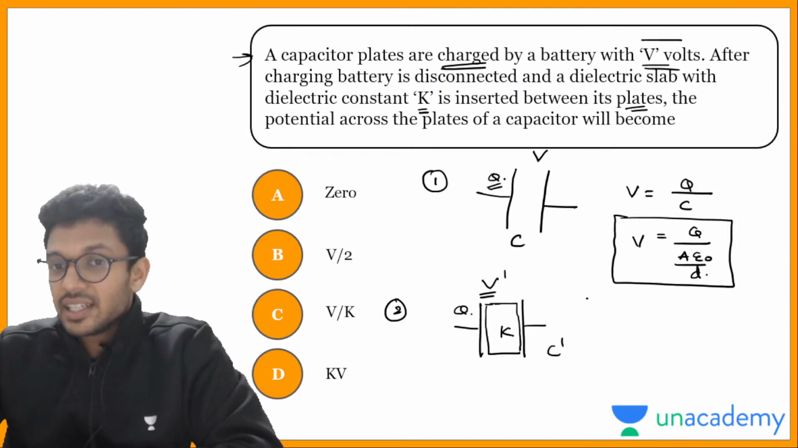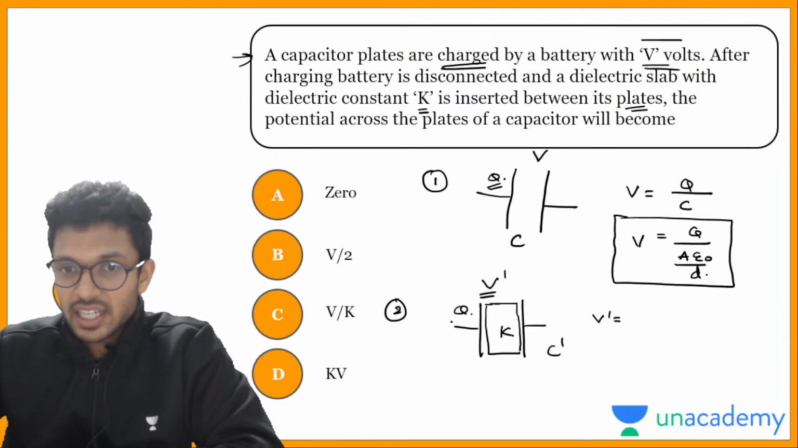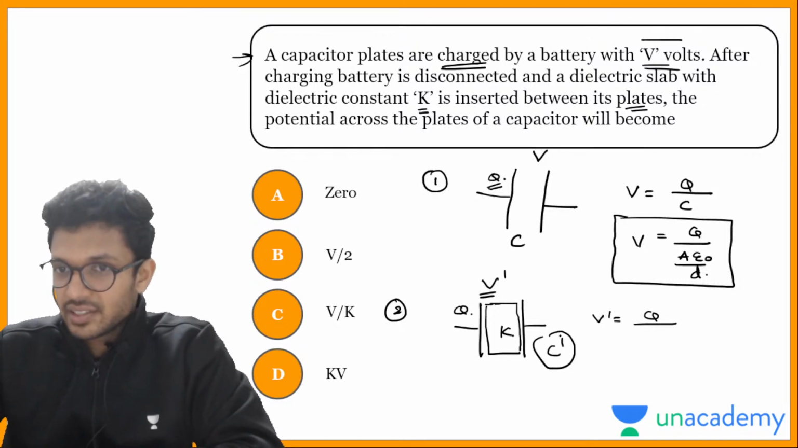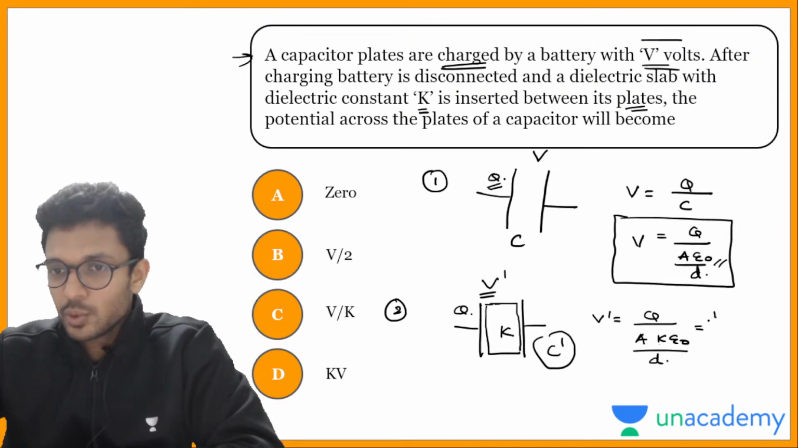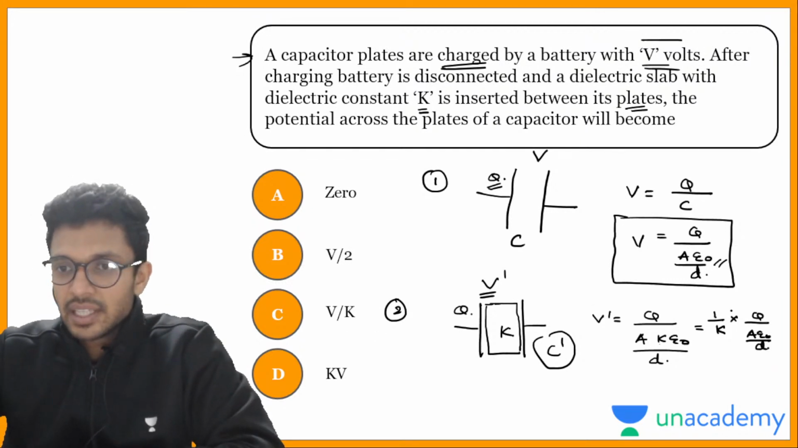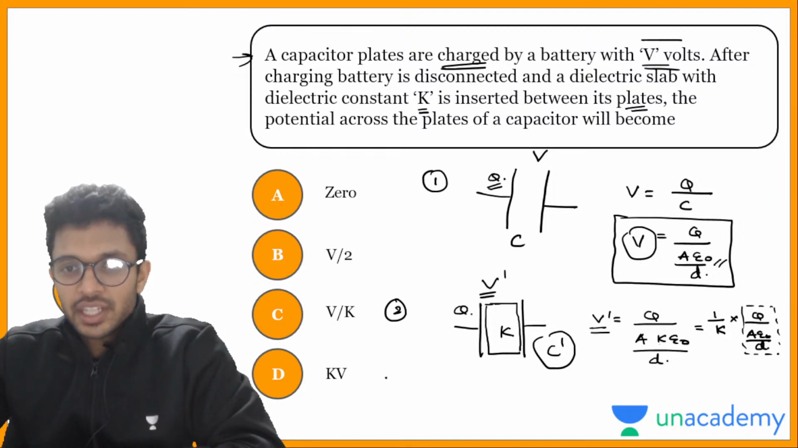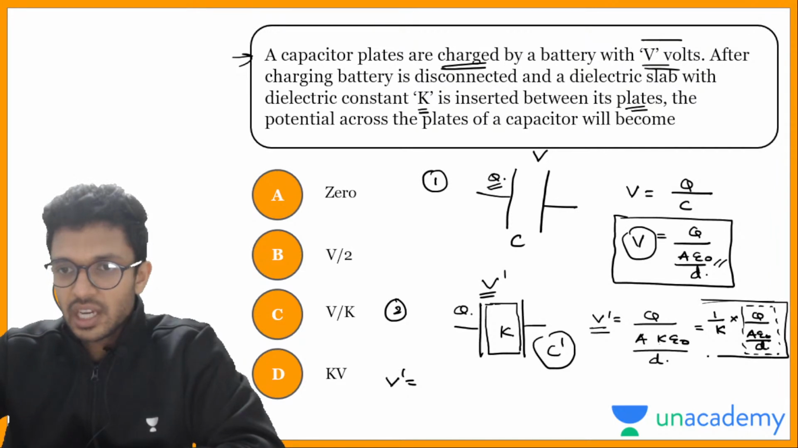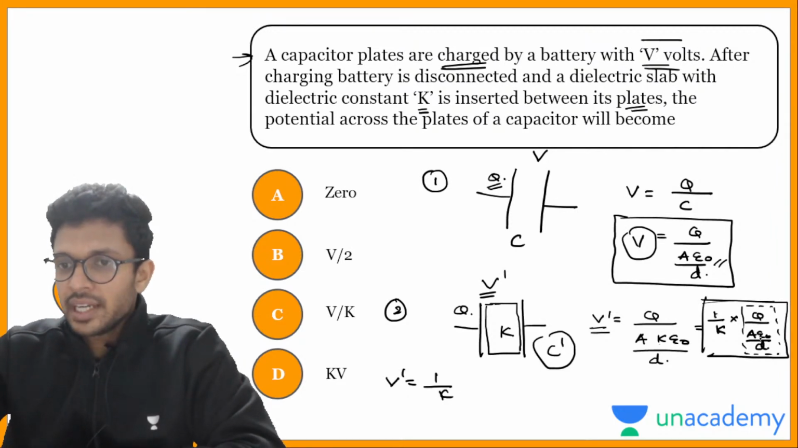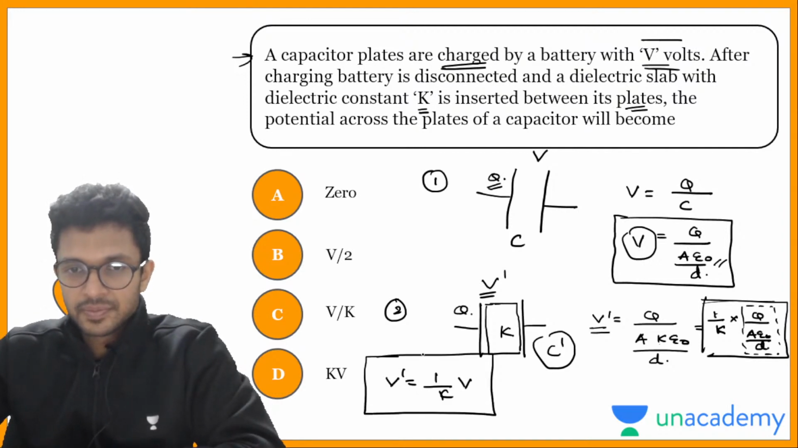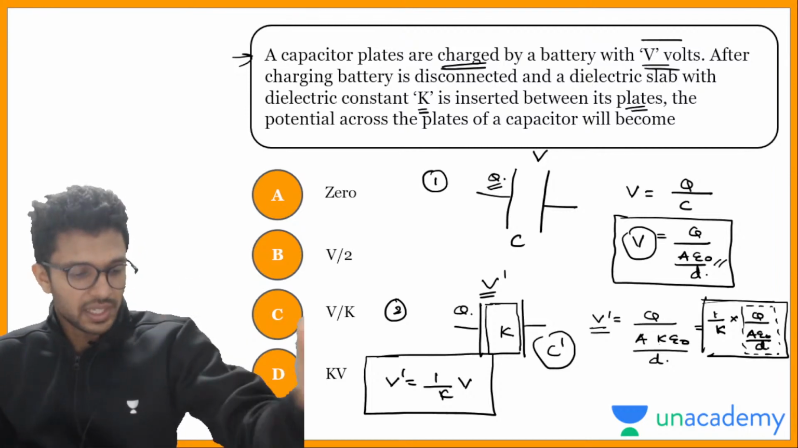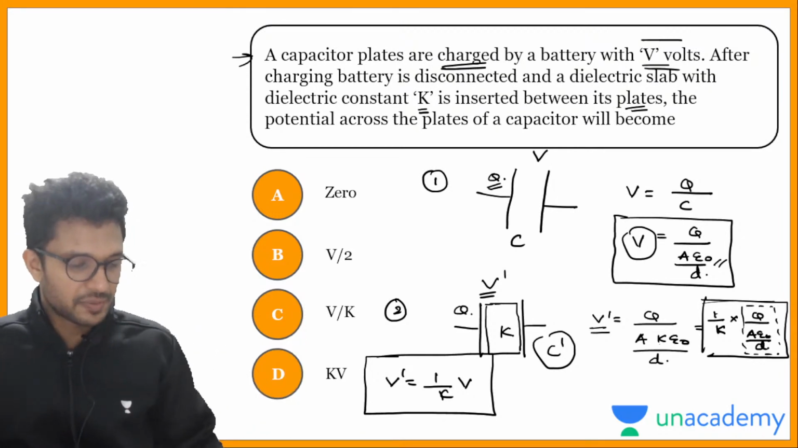Now, writing the equation for new potential, V dash is equal to its charge, charge remains the same, divided by new capacitance. Formula for new capacitance is A, instead of epsilon 0, it is K times epsilon 0 divided by D. If you take this K outside, it is 1 by K into Q divided by A epsilon 0 by D. Tell me, ये Q by A epsilon 0 by D क्या होता है? Wasn't that the initial potential? Yes, है ना? So the new potential V dash is equal to 1 by K into Q divided by A epsilon 0 by D. That is the old potential. So मिल गया, V dash is equal to 1 by K into V. Simple, isn't it? Simple, dimple.